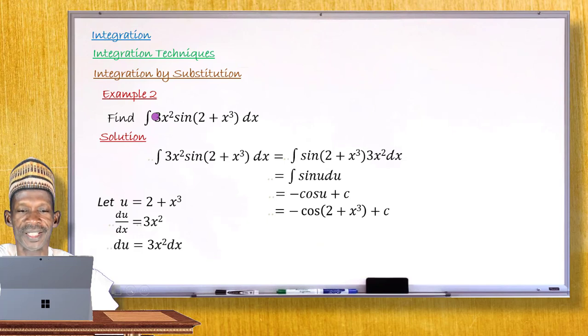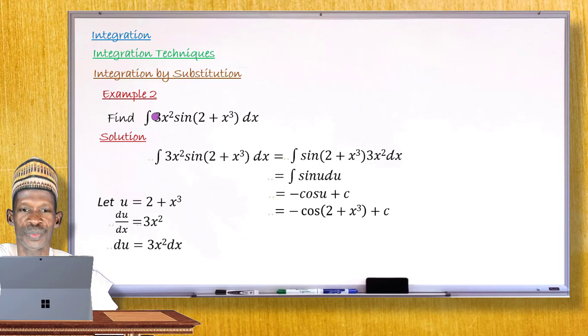So my dear student, this is the end of this very lesson. I hope with the few examples given, you'll be able to find the integral of some special functions using the technique called integration by substitution. So let me just move to the last segment.